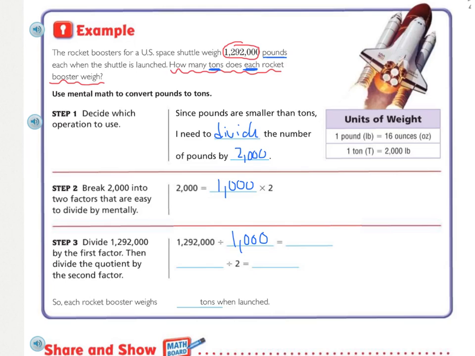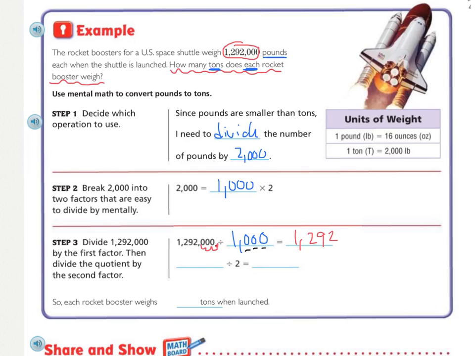Now the reason why we do this is because we're dividing by a power of 10. So how many zeros are there in our 1,000? 1, 2, 3. That means that I'm going to be moving my decimal, which would be right here at the end, left 3 spaces. 1, 2, 3. So that's getting rid of those 3 zeros. So now I'm at 1,292. And I did that in my head without having to do the long division onto the side.